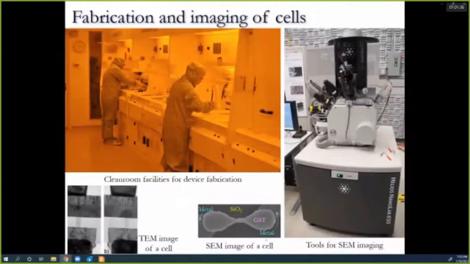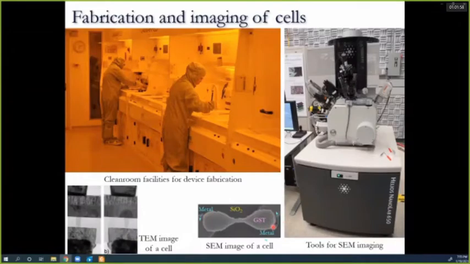These devices are fabricated in clean room facilities where there are certain standards for cleanliness, and the users also have to wear gowns for the clean room. These devices can be imaged with the electron microscope. Because these are in the nanoscale range, we cannot see them under the optical microscope.